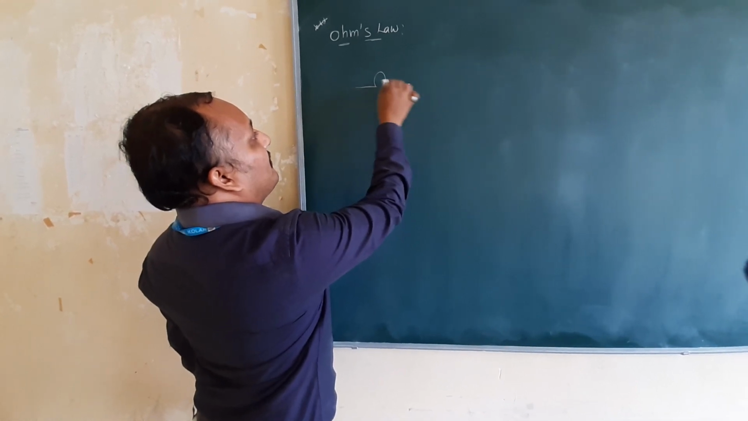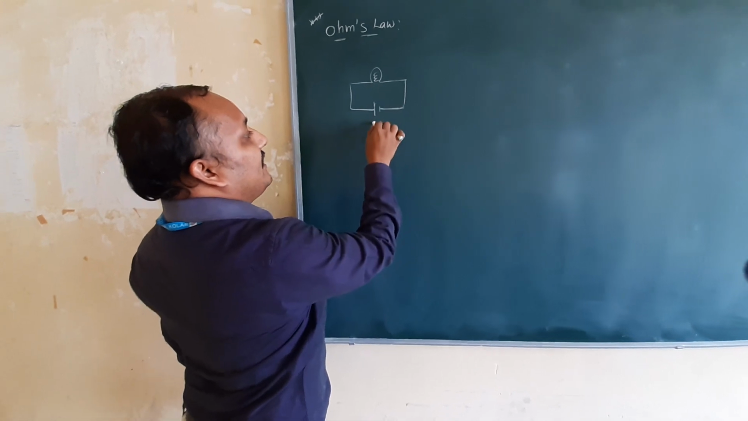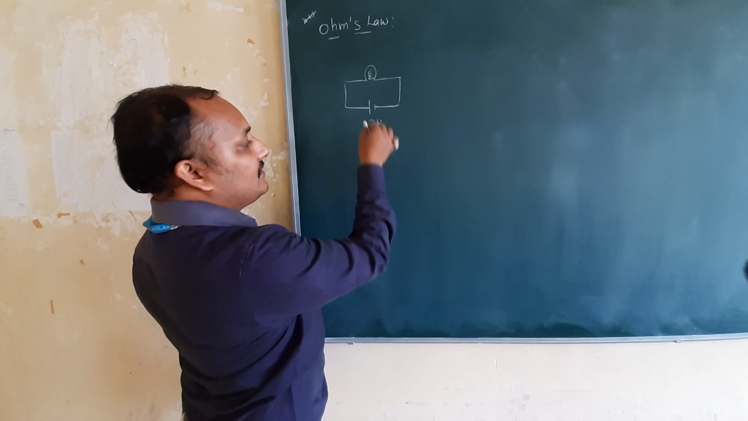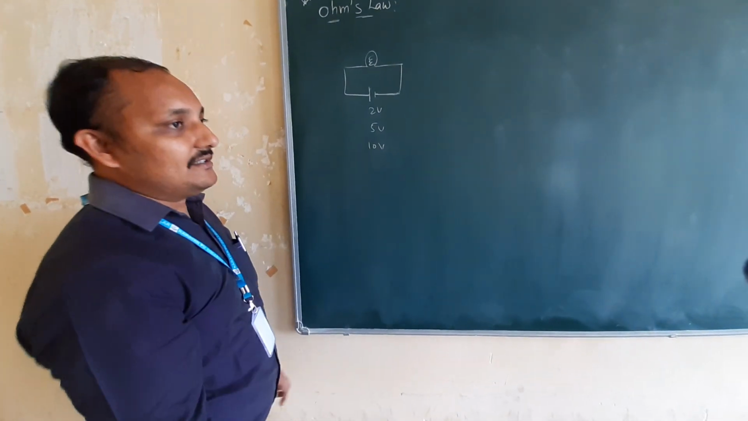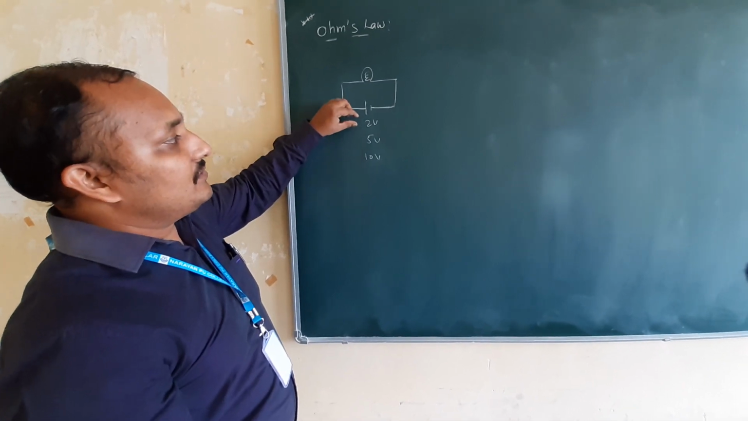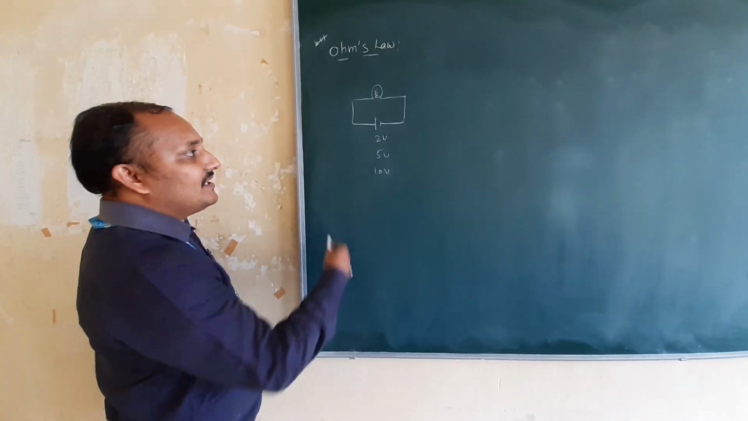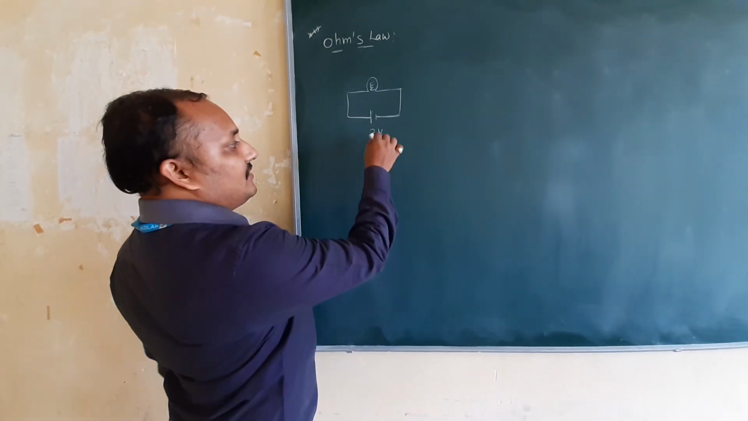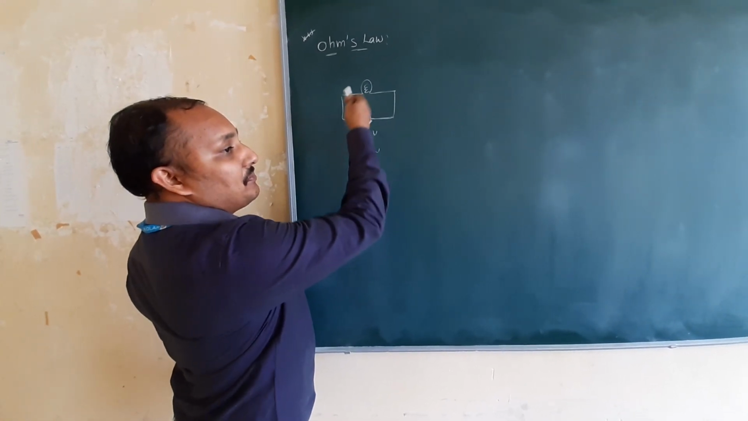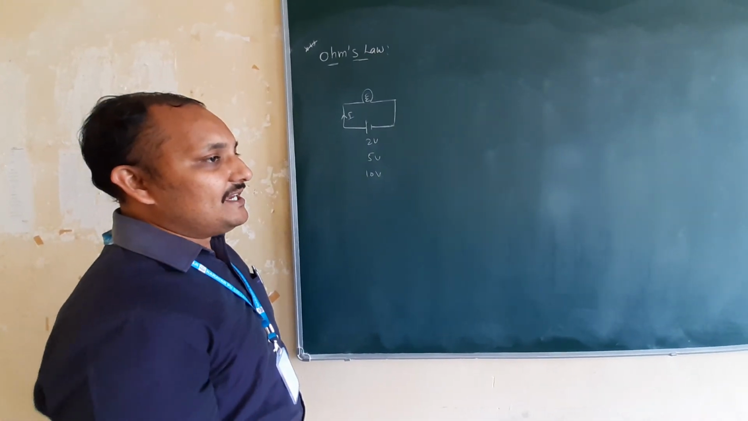If you have taken one bulb, you connected a battery of 2 volts first, later 5 volts, later 10 volts. For which battery will this bulb glow with more intensity? More intensity means more current is passing. If you connect 10 volts, it will glow with more intensity, because more current is going to pass.